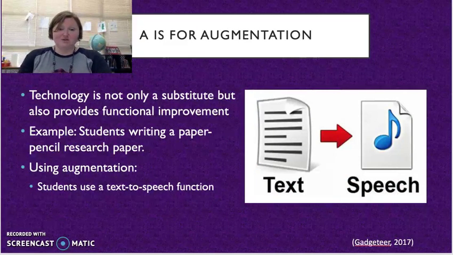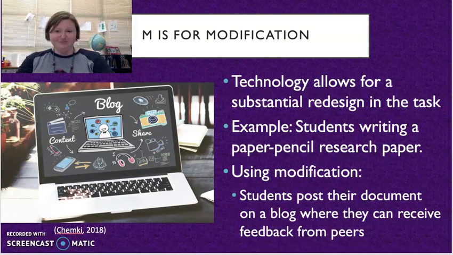Next is A, which stands for augmentation. In augmentation, technology is not only a substitute, but it also provides some sort of functional improvement. This means that if we use the same scenario of the paper and pencil research paper, not only would we use a word processor, but we might also augment the task by having students use a text-to-speech function. The students are using a substitution, but they're improving on it. They're augmenting their task.